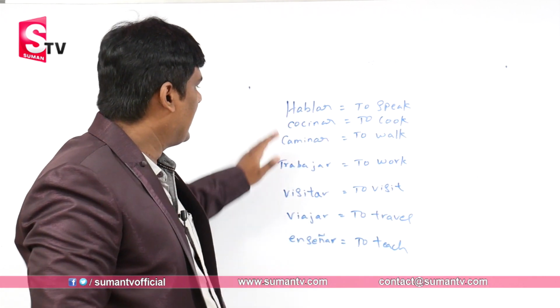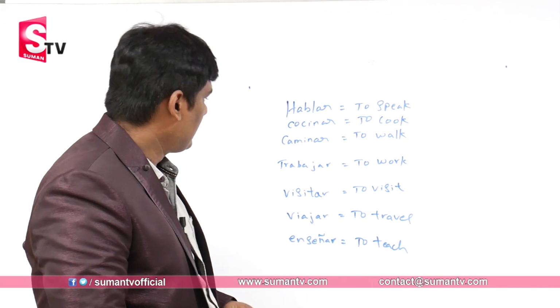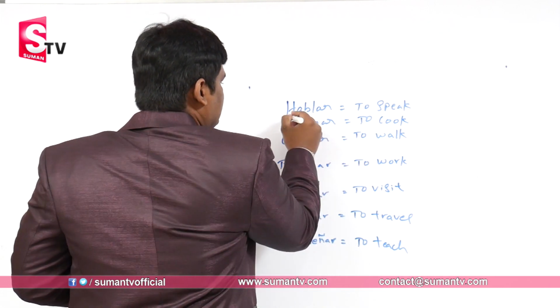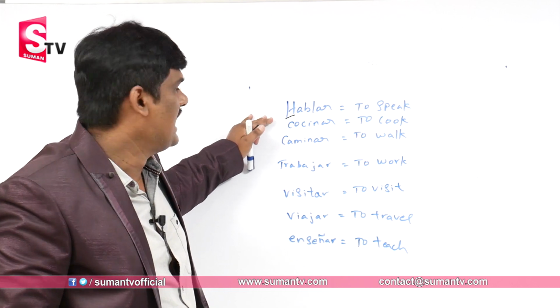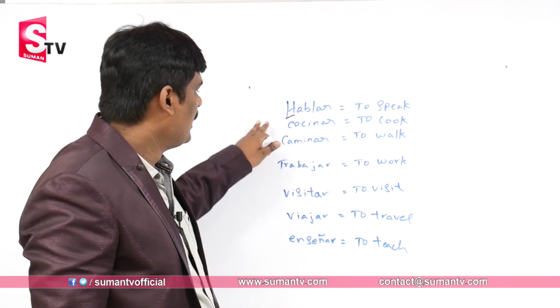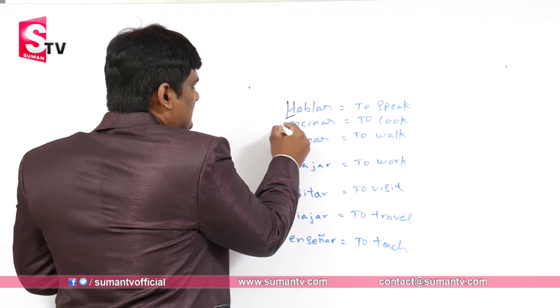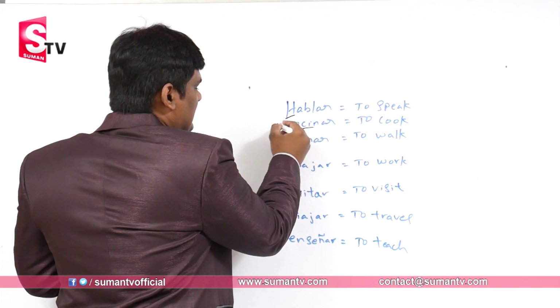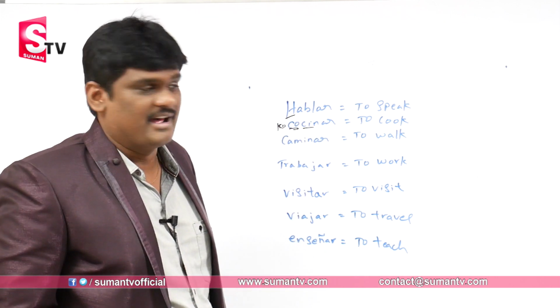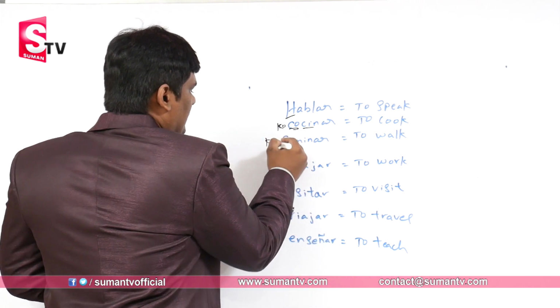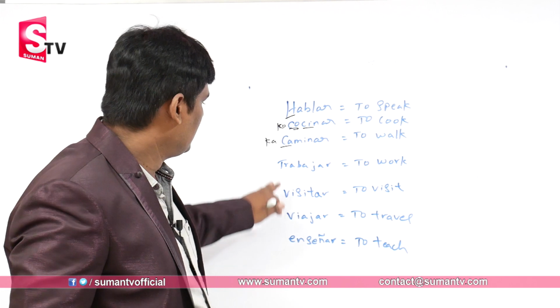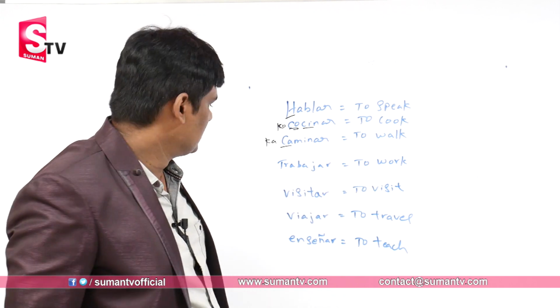So we learned about hablar, to speak. So one more time I'm just revising that H is silent. So it is called hablar, not hablar. Okay. Hablar, to speak. Cocinar. This is co, this is si. Cocinar, to cook. Caminar. Caminar, to walk. Trabajar, to work.